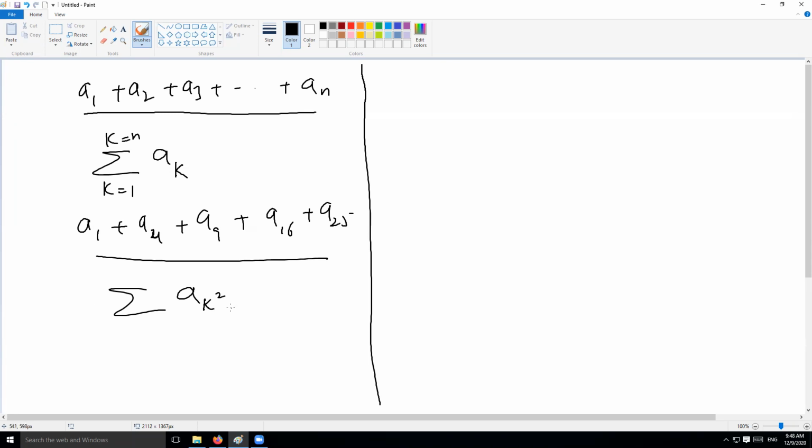It's AK square, and the K goes from 1 up to K equal to n. So if you substitute K equal to 1, you're going to get A1 square, which is A1. If you substitute K equal to 2, you're going to get A2 square, which is A4. Not n, but this is going to be 5 actually. It starts from K equal to 1 and goes up to K equal to 5. So you have to see in the expression what things are changing. What are the things that are changing actually?